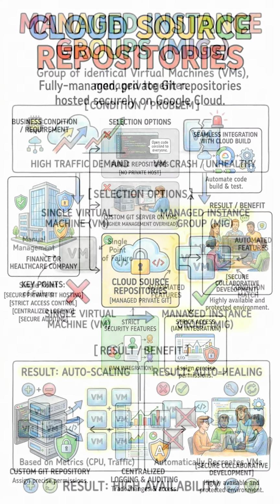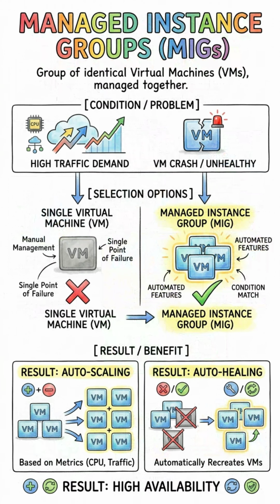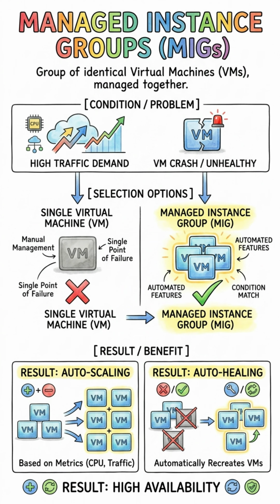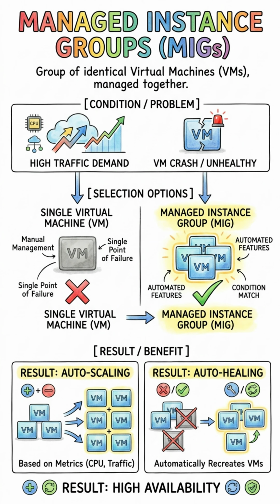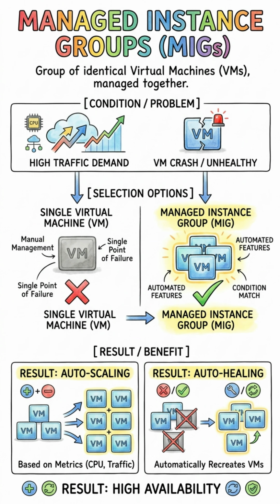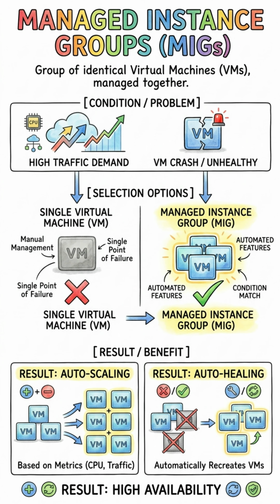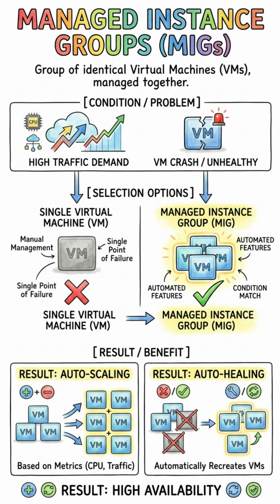When managing compute resources, managed instance groups allow you to operate applications on multiple identical virtual machines simultaneously. These groups are essential because they provide automatic scaling based on metrics like CPU utilization or incoming network traffic. If a virtual machine crashes or becomes unhealthy, the managed instance group automatically recreates it, which is a key strategy for maintaining high availability on the exam.